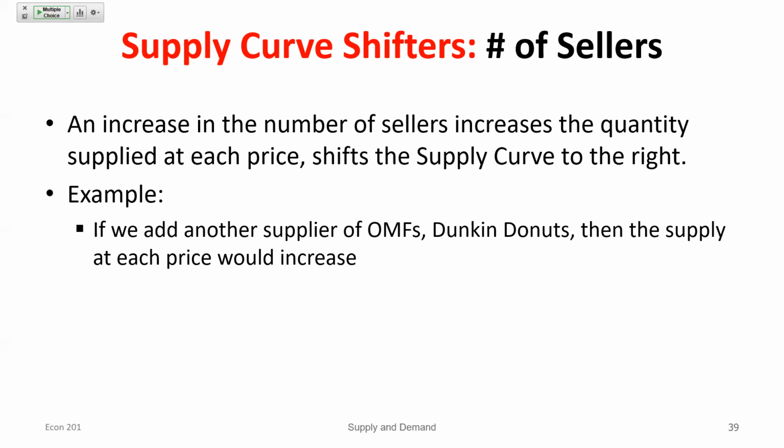So at any given price, there's now more supply to the market. I'm adding more companies at any given price. I've got the same companies I had before, plus a new one. I'm just going to have more on the market at any given price. And the reason behind that is really, to get market supply, we're adding up each individual supply group.